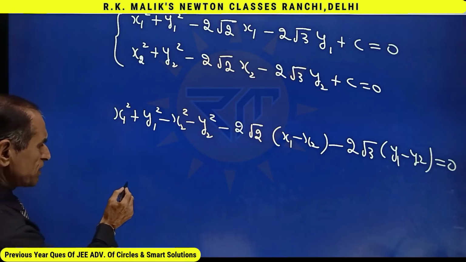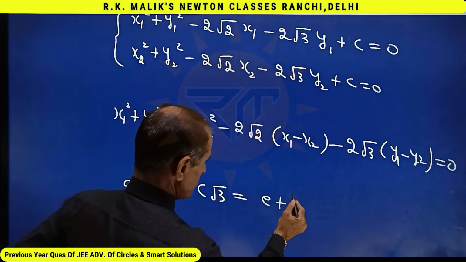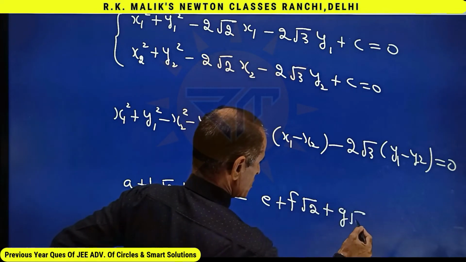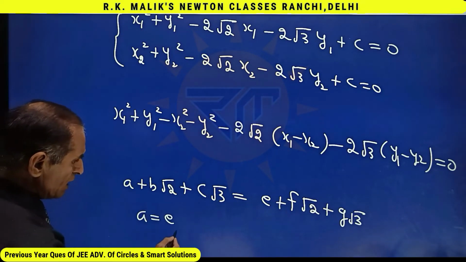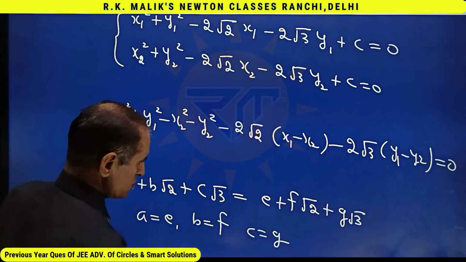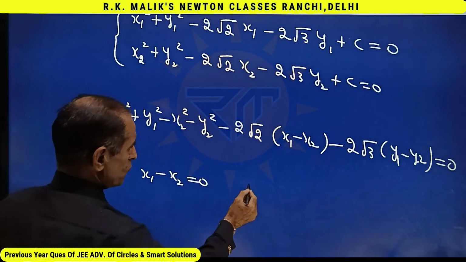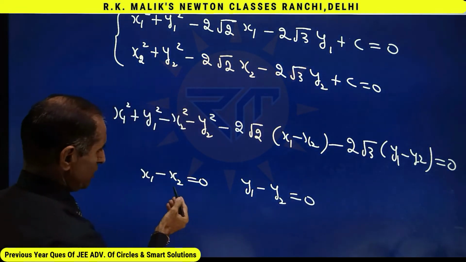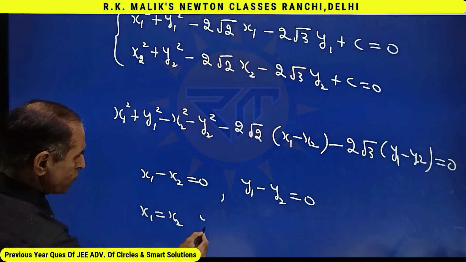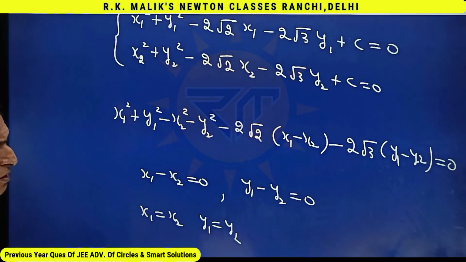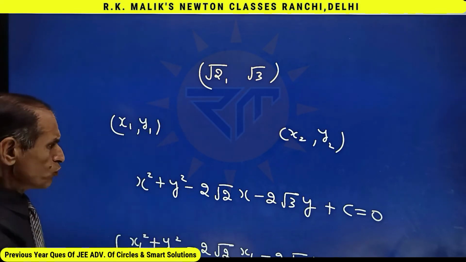And as I told in the very beginning, if a plus b root 2 plus c root 3 is equal to e plus f root 2 plus g root 3, it surely means, note that I am saying surely means, that a will be e, b will be f, and c will be g. Hence, using this argument, I can surely say that x1 minus x2 is 0, y1 minus y2 is also 0, and if I take these two as 0, obviously this will become 0. That is x1 equal to x2 and y1 equal to y2. That is, x1 y1 and x2 y2 are the same points. Hence, two different rational points are not possible on the boundary of the circle with center root 2 comma root 3.